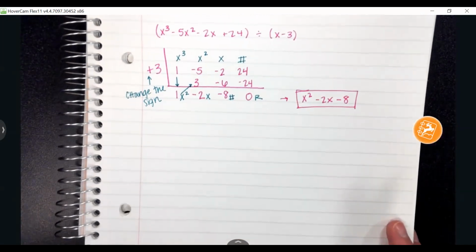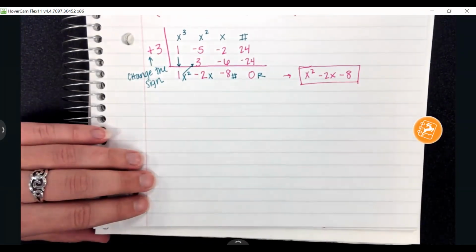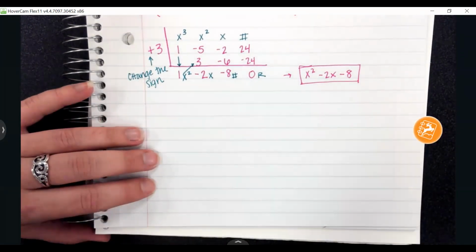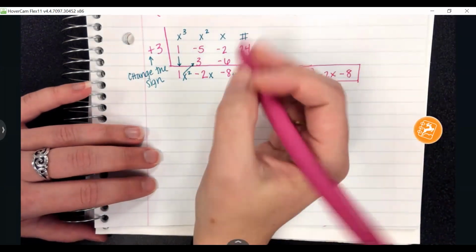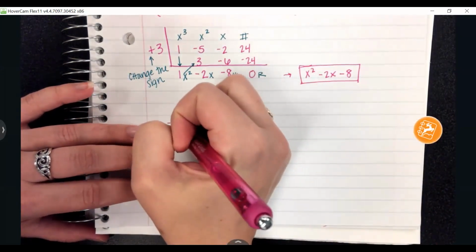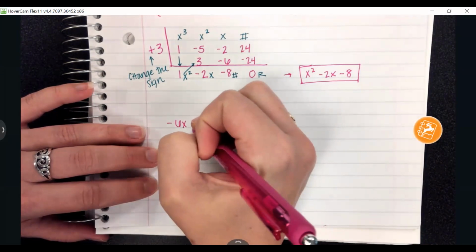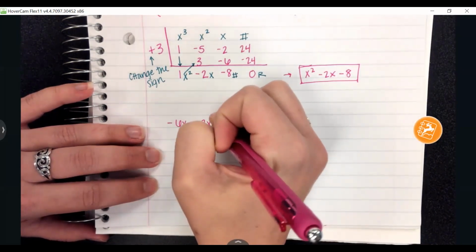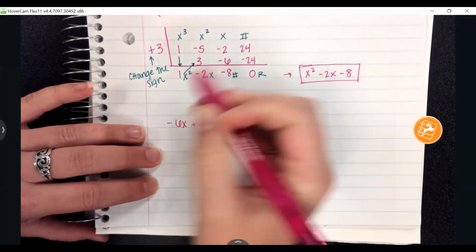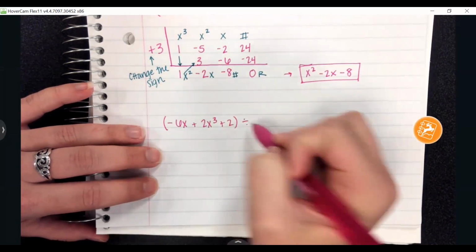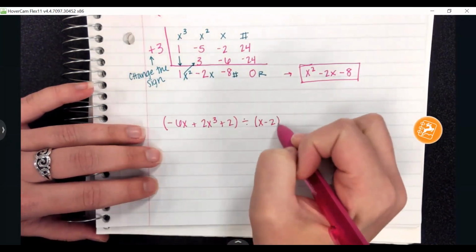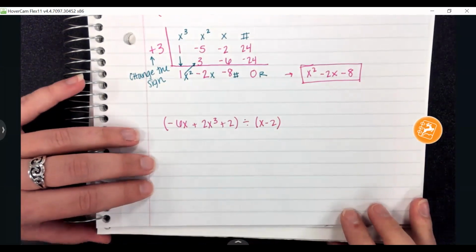We're going to do one more, okay? One more. All right, so let's try this one. -6x plus 2x cubed plus 2. I'm going to divide by x minus 2.